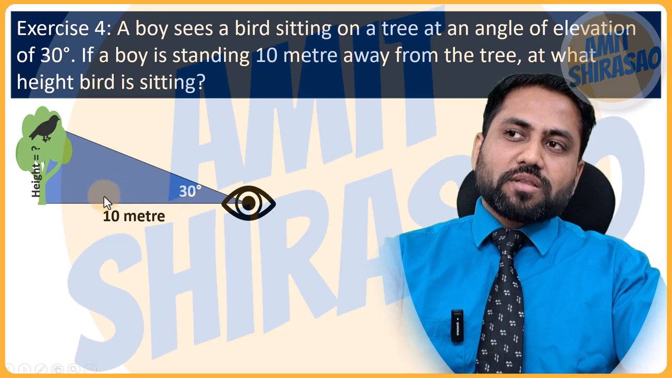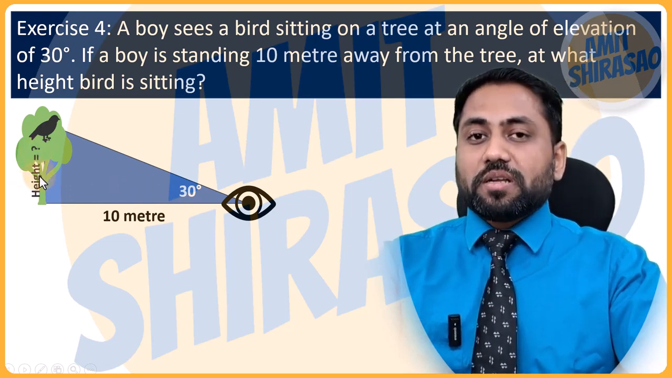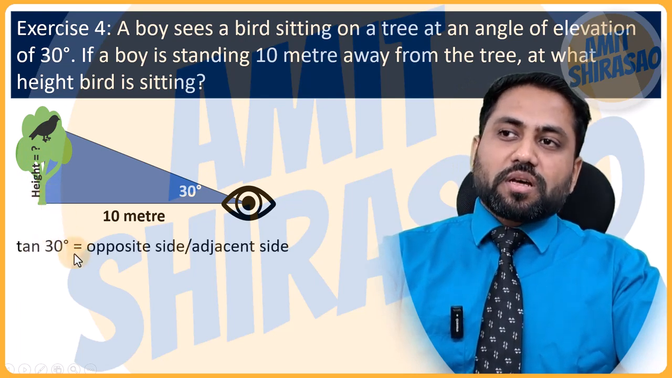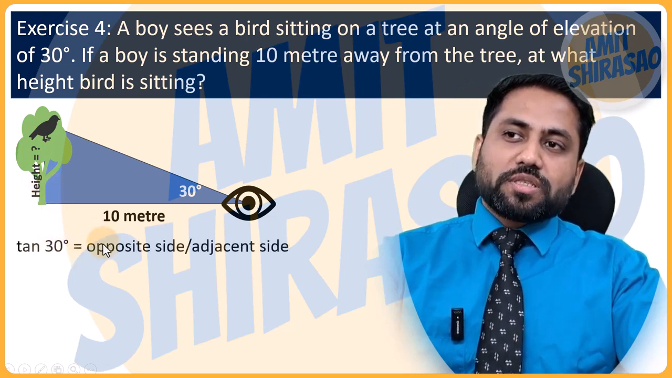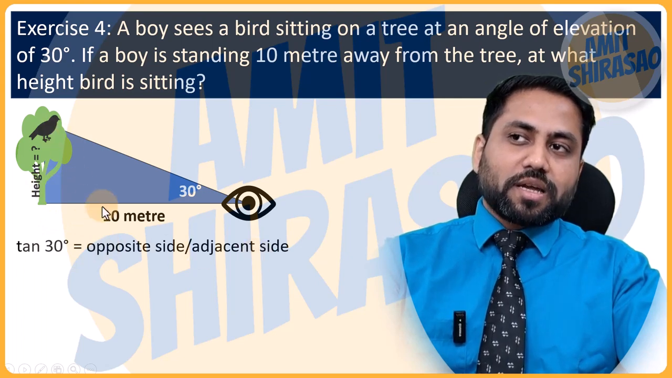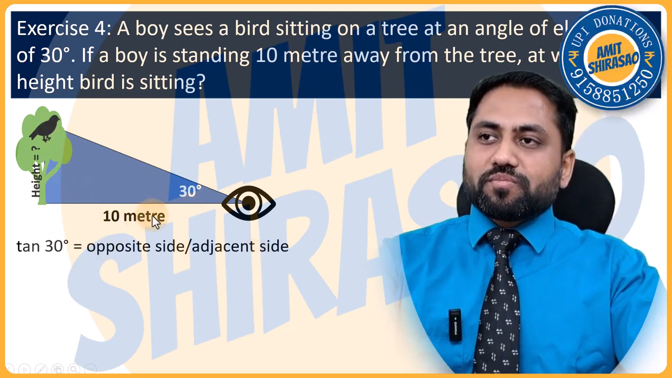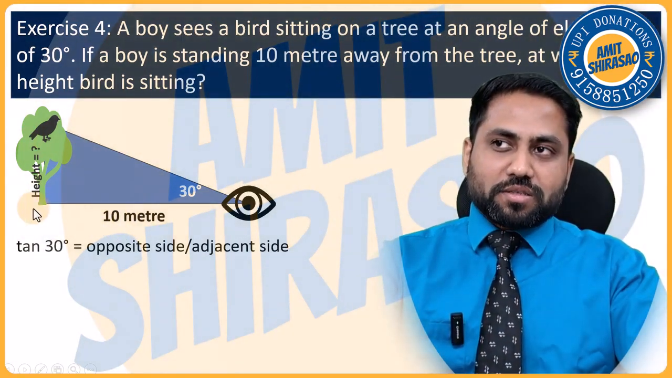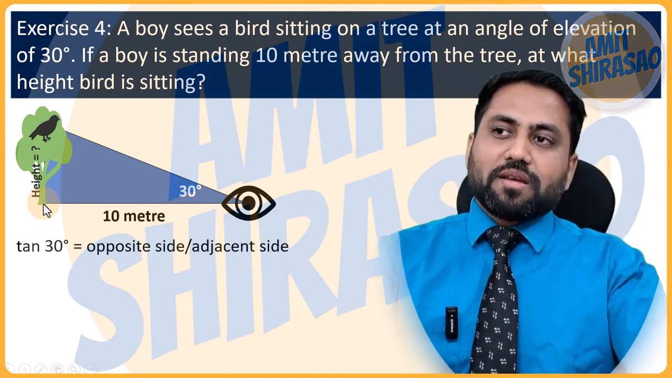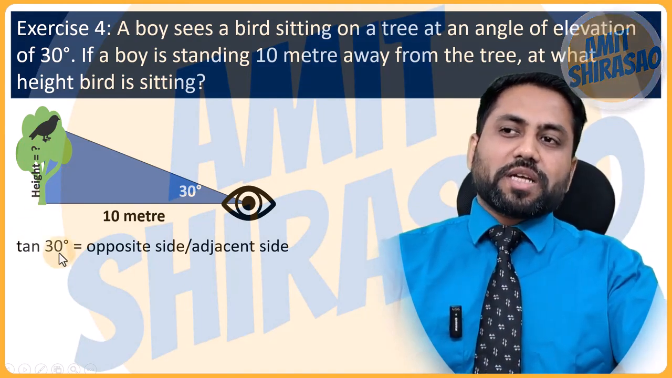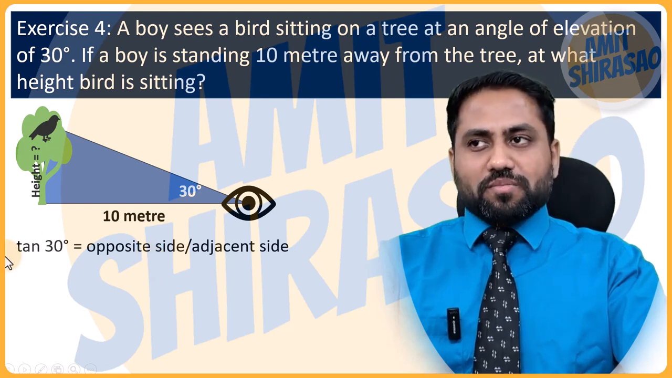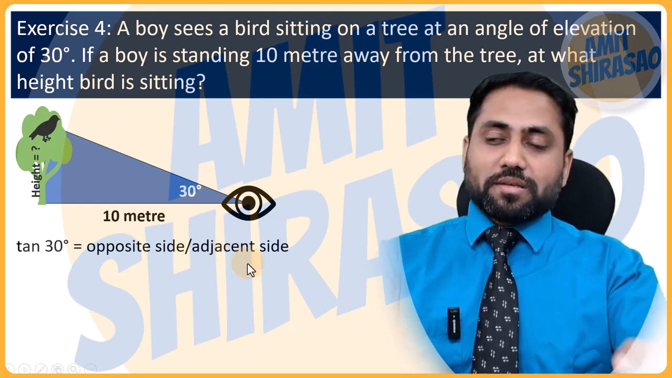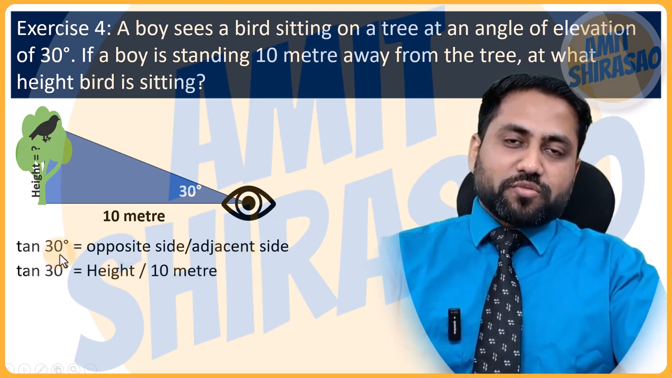Suppose this boy now wants to know the height of this tree. I really want to calculate it. So how will he do that? First of all, tan of 30 degrees is what? Opposite side upon adjacent side. So the opposite side is the height and the adjacent side is 10 meters, because I have this given and I want to find this. Which formula has this? Either it is tan or cot. Cot means adjacent upon opposite. Tan means opposite upon adjacent.